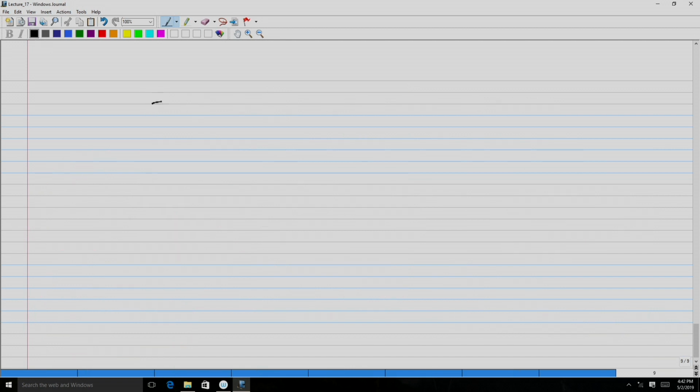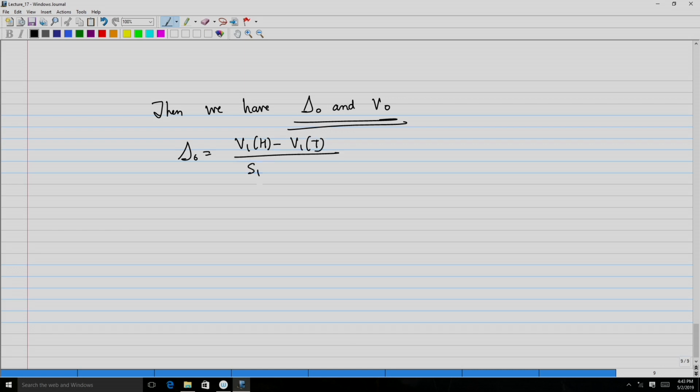What you can have now, so then we have delta naught and V naught, which you can actually obtain by solving the equations, which you have already done in the previous class. So, remember that delta naught is V1 of h minus V1 of t divided by S1 of h minus S1 of t, and V naught is going to be 1 divided by 1 plus r into p tilde V1 of h plus q tilde V1 of t.